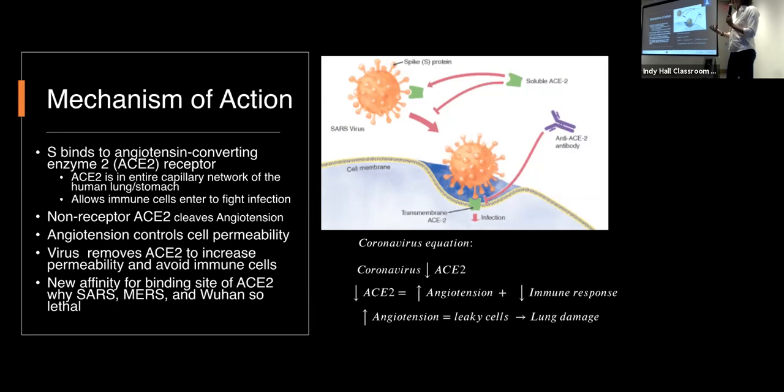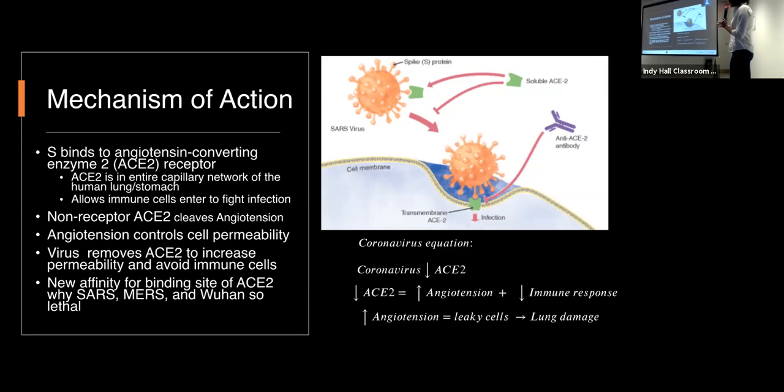So angiotensin is naturally occurring in the cell, and it controls cell permeability. That's really important because if your cell is too permeable, you can have shock, like systemic shock. But if it's too tense, then you can have hypertension. So it's a very narrow line that angiotensin has to be controlled. So ACE2's job is to make sure that angiotensin doesn't go crazy.